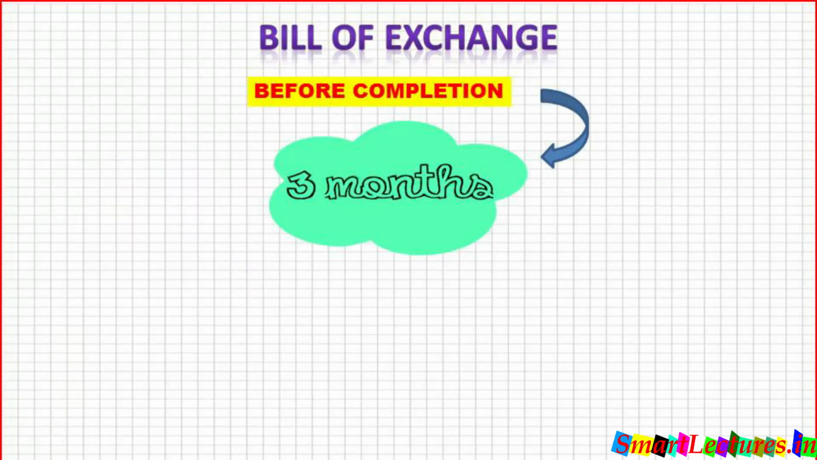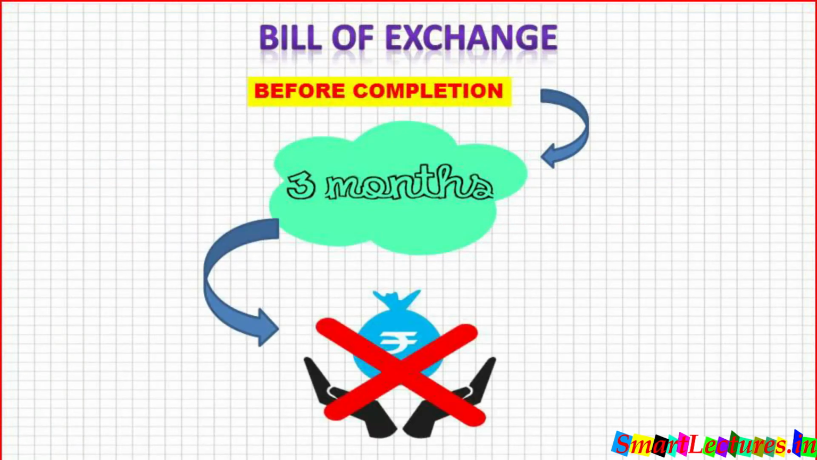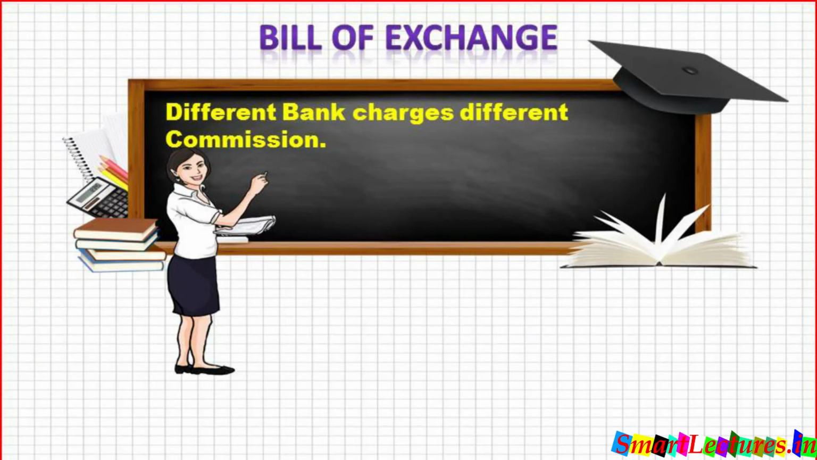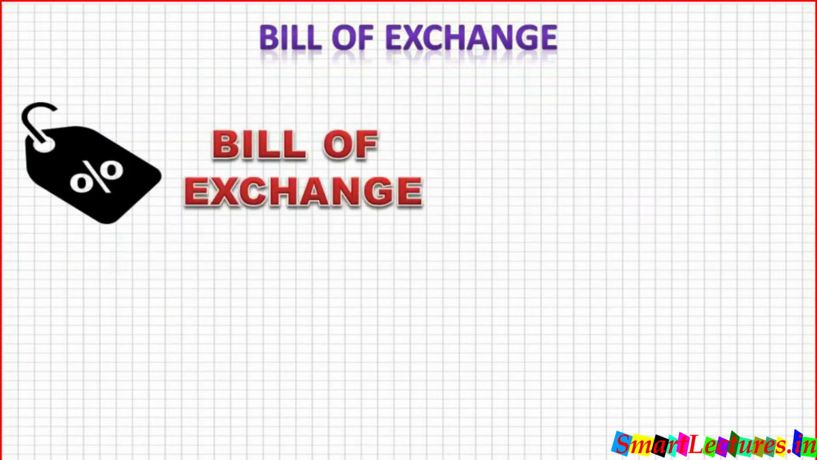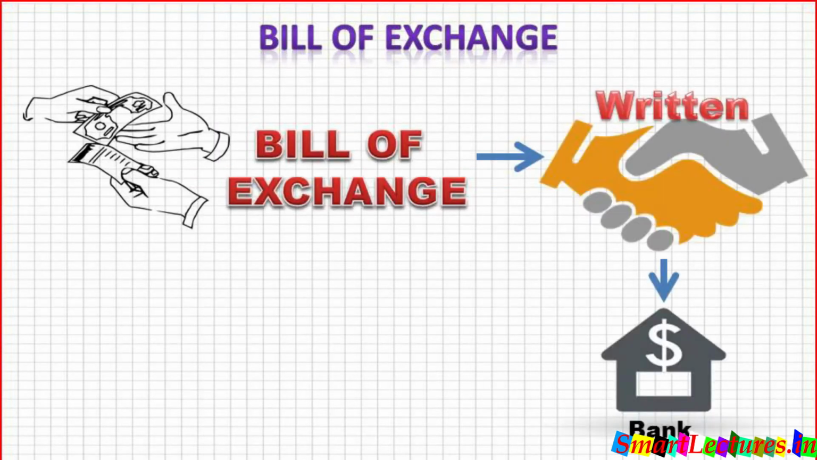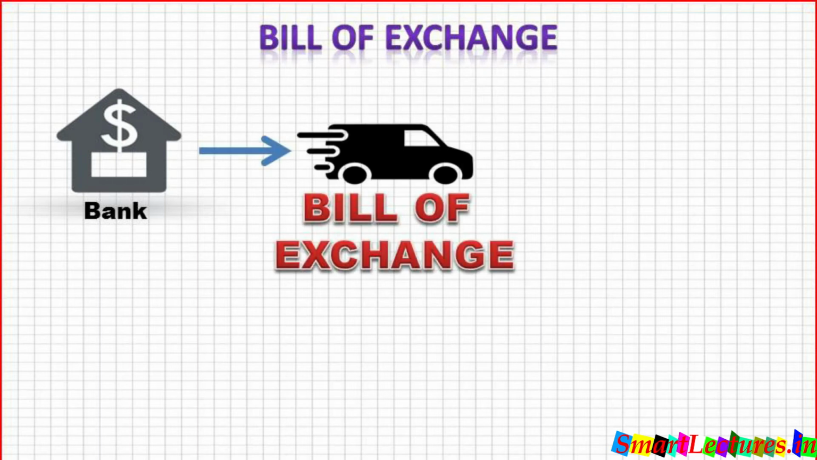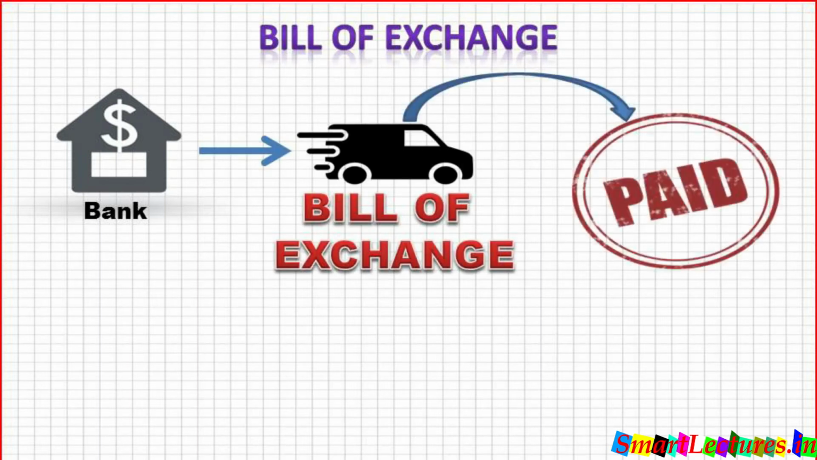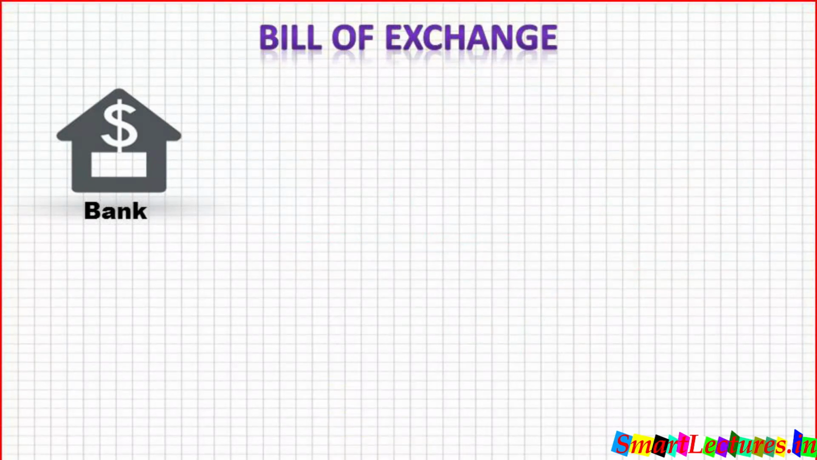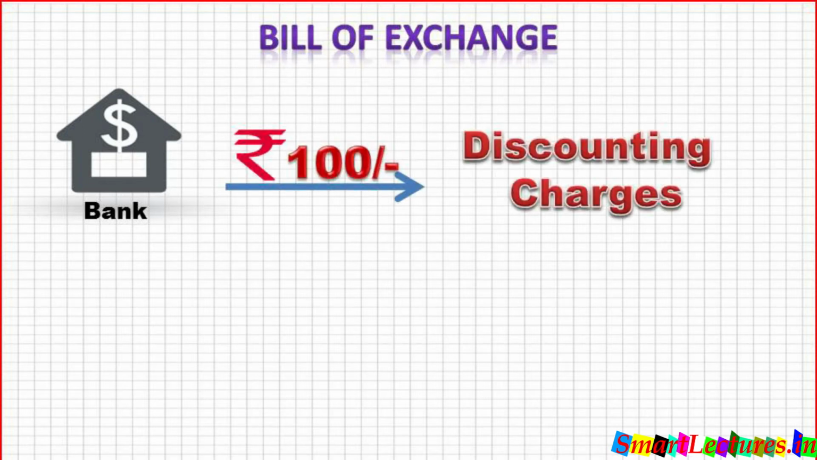That written promise is called a bill of exchange. Naturally, before the completion of 3 months, we can't claim the money. If we need money, we can discount the bill of exchange with the bank. Different banks charge different commission, I mean discounting charges. Suppose we discount the bill of exchange at 1600 with the bank. It means we took that written promise to the bank, and the bank took delivery of that bill and immediately paid 1600 into our account. In this way, the bank has earned 100 rupees as discounting charges.